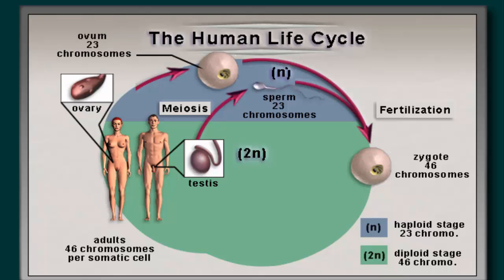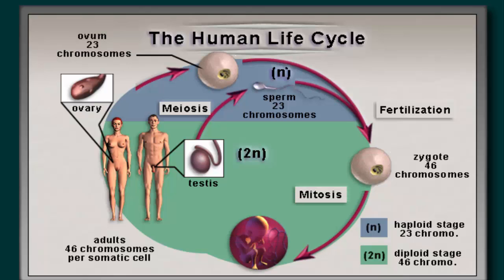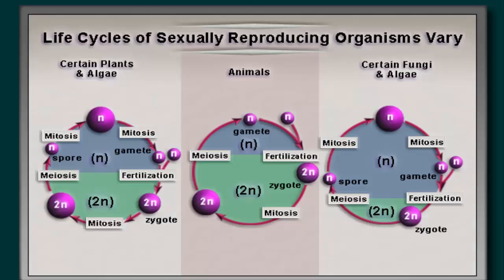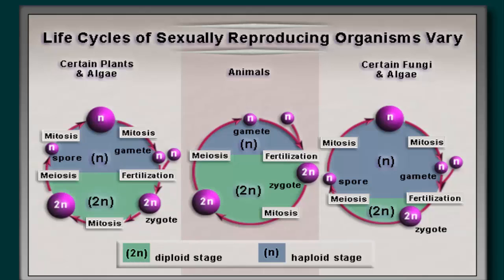The zygote undergoes mitosis to grow and develop into a child, which will eventually become a sexually mature adult. Other sexually reproducing organisms have similar life cycles. The times spent in diploid and haploid stages vary, as you can see by the colored illustrations. Notice that, unlike animals, other types of organisms sometimes have a haploid stage in their life cycle that's multicellular.